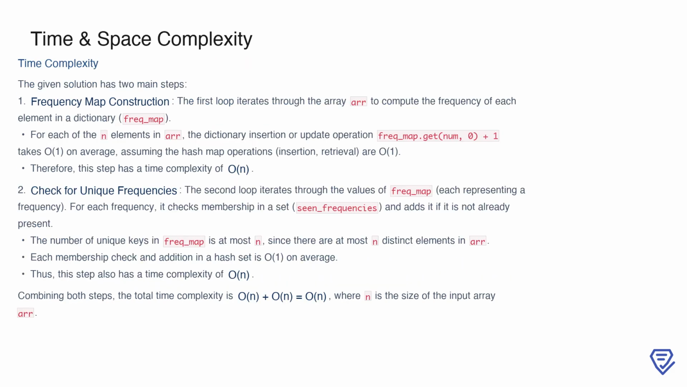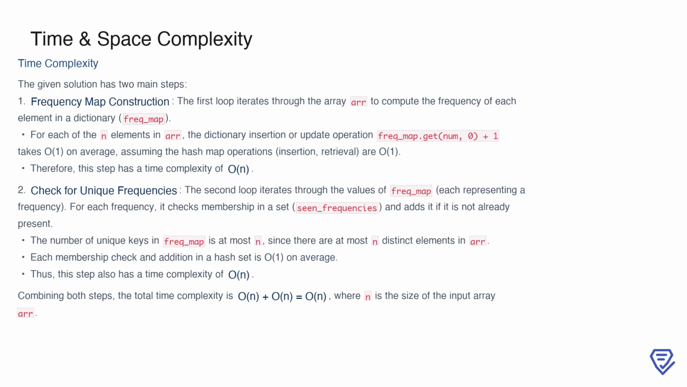To analyze the time complexity of this solution, we can break it down into 2 main steps. First, we construct a frequency map by iterating through the array ARR. For each element, we either insert it into the dictionary or update its value. Since dictionary operations like insertion and retrieval have an average time complexity of O(1), this entire step takes O(n), where n is the size of the array.